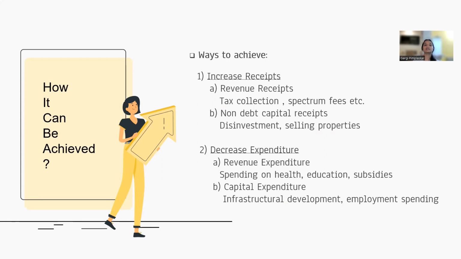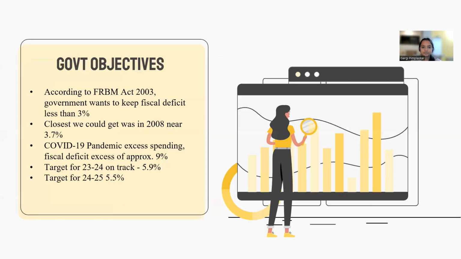So the second way is decreasing expenditure. There are two types of expenditure: revenue expenditure and capital expenditure. So, revenue expenditure includes all the spending which is done on health, education, subsidies, government aids, etc. And capital expenditure includes all the infrastructural development, anything which is done for employment generation. So, either the expenditure in all these two key things can be reduced, or we can increase the revenue.